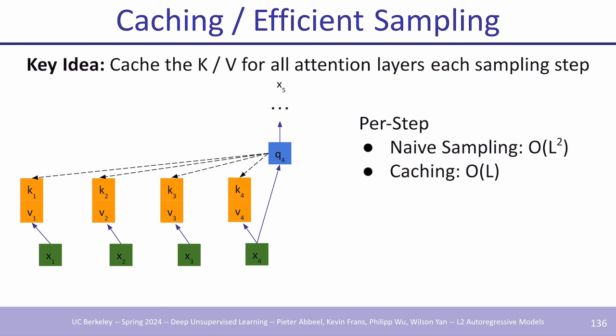So the main cost here is that you're trading off GPU memory for speed. If your transformer has, say, 10 attention layers, you have to cache these KVs for every single attention layer, which could get expensive if you have really long sequence lengths or a really big model. But it's very worth it, because it brings your sampling from O of L squared down to O of L per step. So for the entire sampling scheme, naive sampling would be O of L cubed and caching would just be O of L squared.